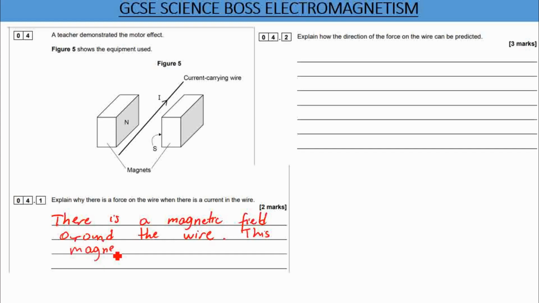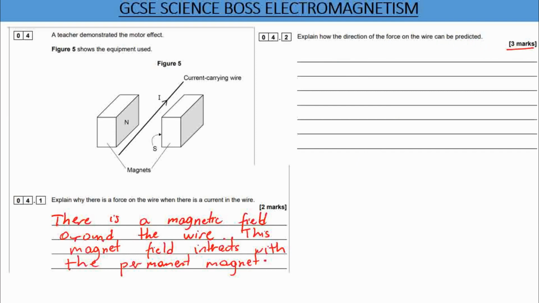This magnetic field interacts with the permanent magnet. Okay? It interacts with the permanent magnet. Good? All right? I think that should be enough to get you your 2 marks. All right? And you know that it will then experience some sort of force. Okay? Good? Next up, explain how the direction of the force can be predicted.